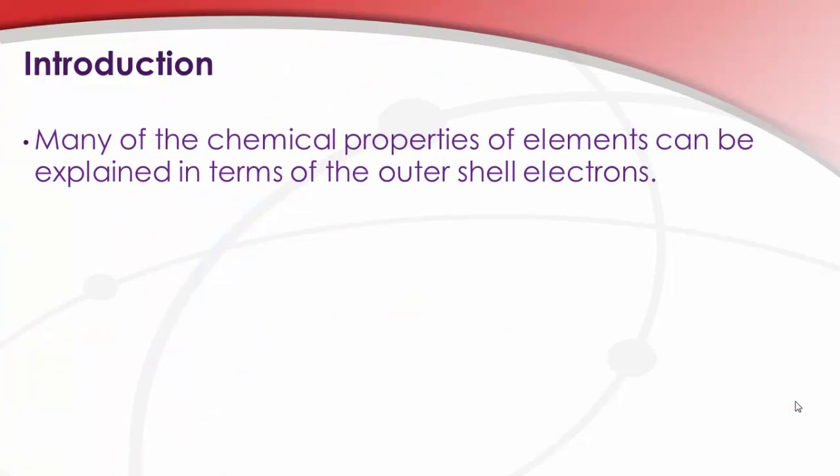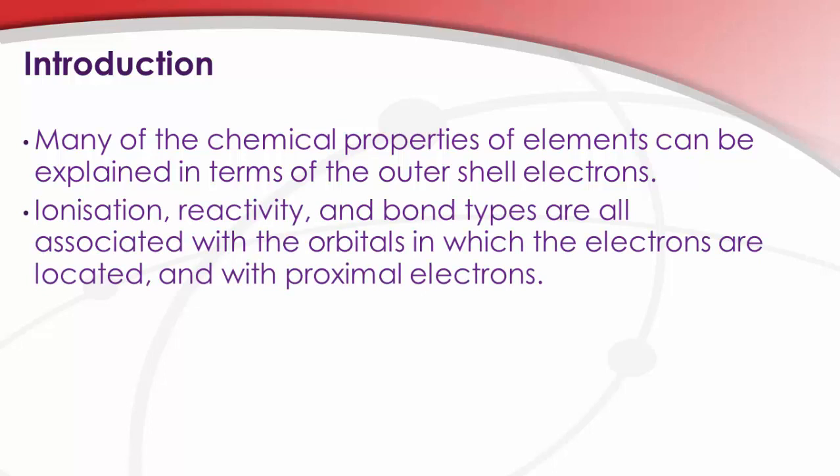So, we've been discussing for 2 years now chemical and physical properties of various compounds and elements. And more we've been starting to explain these in terms of the outer shell electrons. Things like ionization, reactivity, bond types, all of these are associated with the orbitals in which electrons are located and with the electrons that are around these, the proximal electrons.